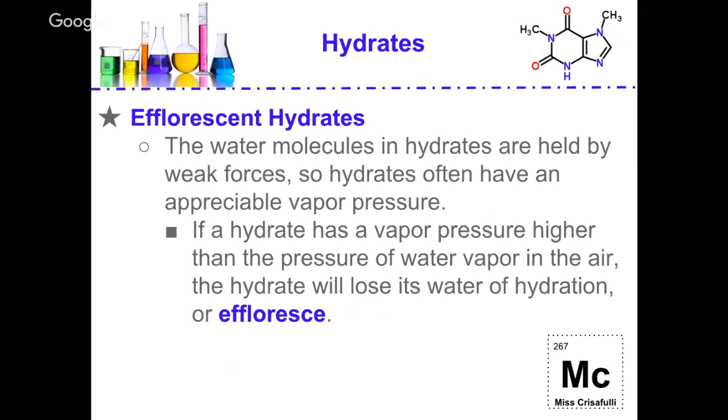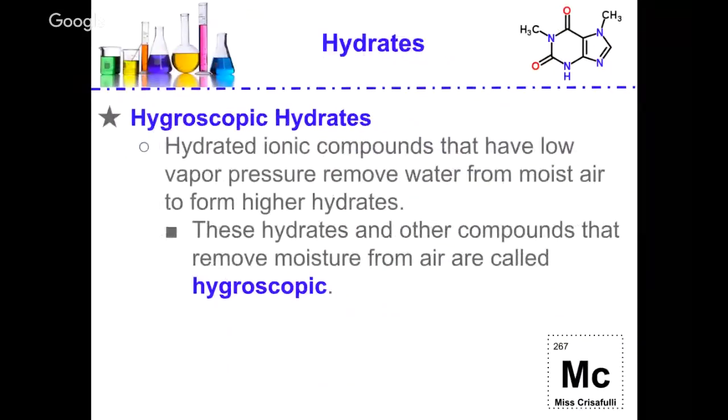So now let's talk about efflorescent hydrates. The water molecules in hydrates are held by weak forces, so hydrates often have an appreciable vapor pressure. If a hydrate has a vapor pressure higher than the pressure of water vapor in the air, the hydrate will lose its water of hydration, or effloresce. We also have hygroscopic hydrates.